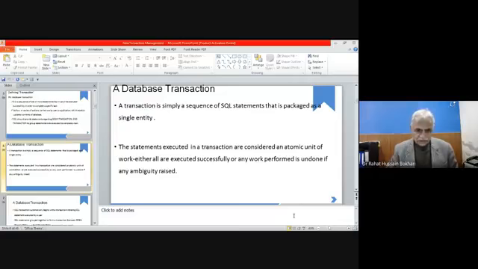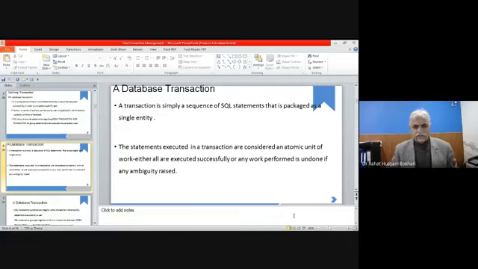The statements executed in a transaction are considered an atomic unit of work. Either all of them are executed successfully, or any work performed is undone if any problem is raised. As I already told you, sometimes while executing SQL statements, some of them may have a malfunction, due to a hardware problem or a software problem, so that the transaction is not completed.